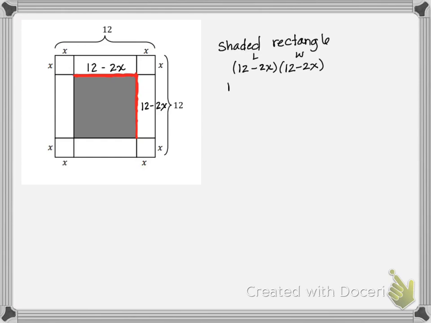So 12 times 12 is 144 minus 24x minus 24x plus 4x squared. So 4x squared minus 48x plus 144. And I just put that in descending order only because it is somewhat more usable in descending order.